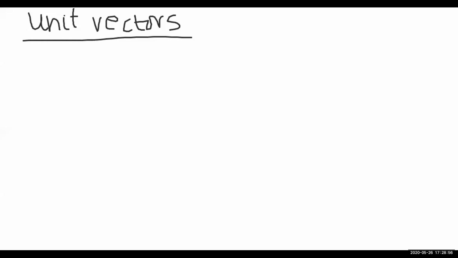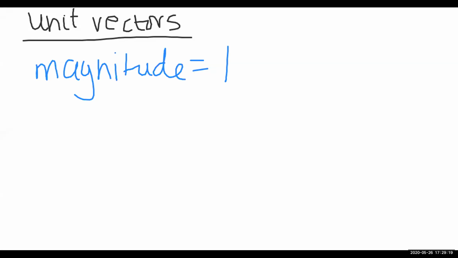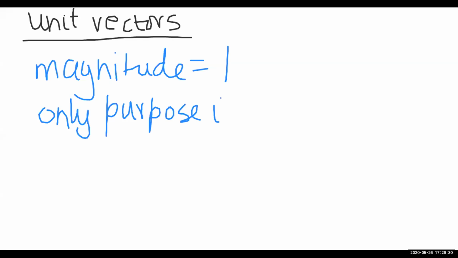Okay. So, I want to define directions, right? And to define directions, what I will do is I will use the concept of unit vectors, right? So the concept of unit vectors is that their magnitude is always equal to 1, okay? And their only purpose is to point out a direction.